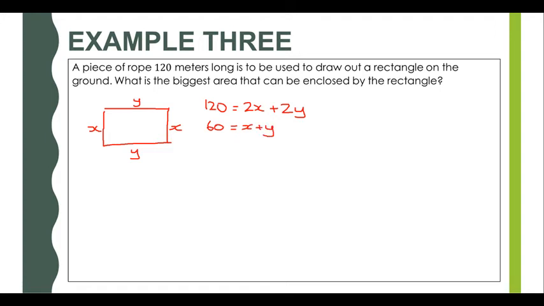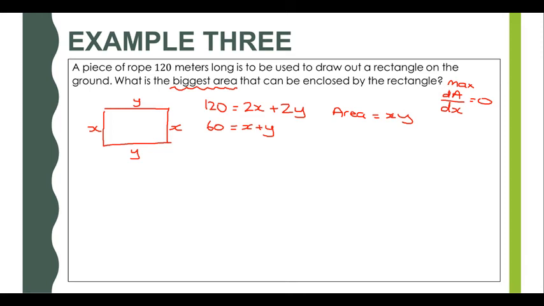But we're asked to find the biggest area that can be enclosed by the rectangle. So as soon as we see the word biggest area, we know that we need to find the maximum area. So maximum is when dA, because it's our area, over either dx or dy, as one of our variables, is equal to 0. So we need an equation for our area to start off. So area is equal to the base times the height, so xy. And we need this in terms of the variable we've chosen. It doesn't matter which you do, dx or dy, they'll give you the same answer.